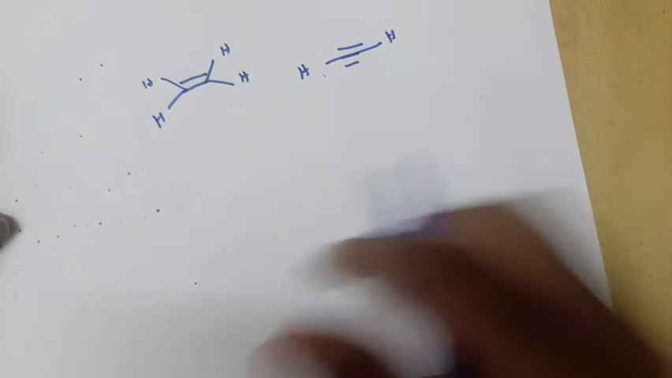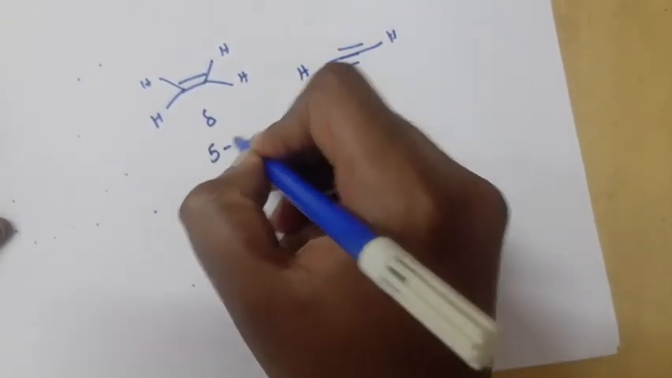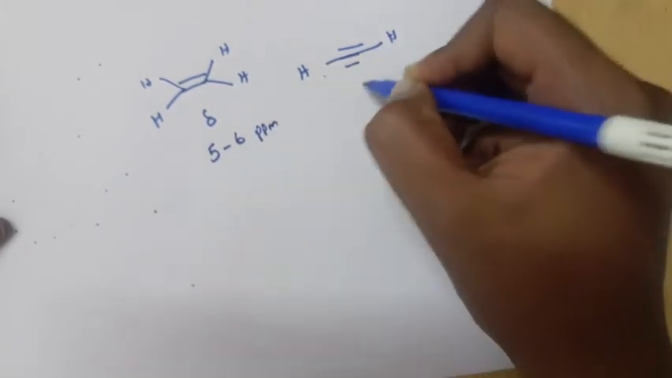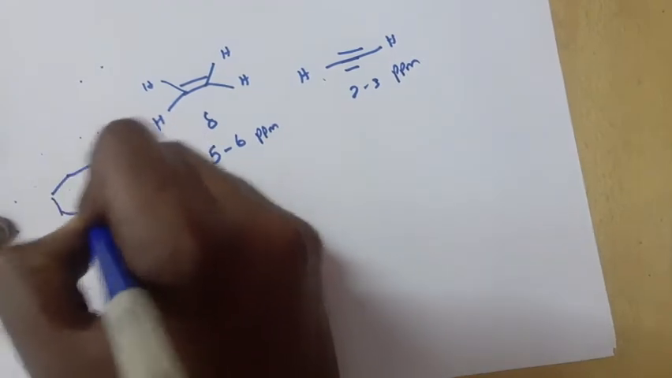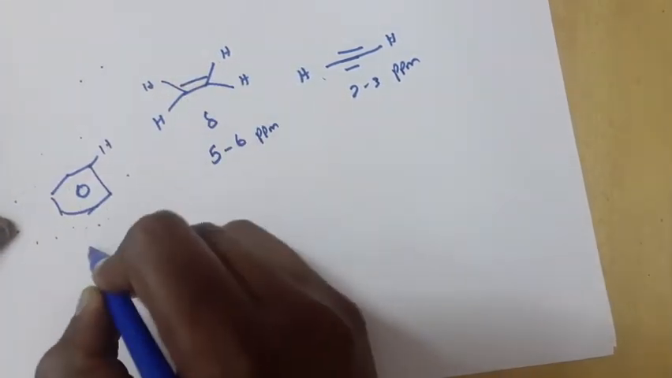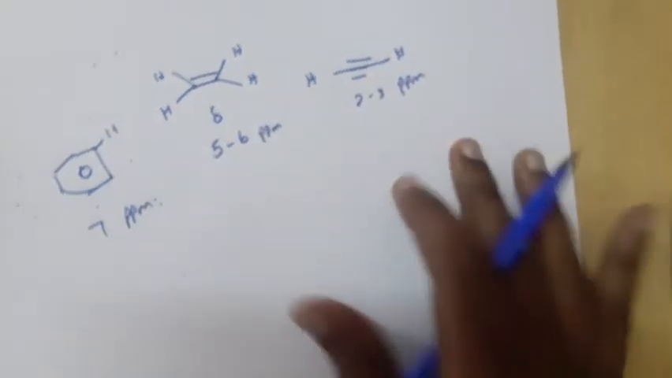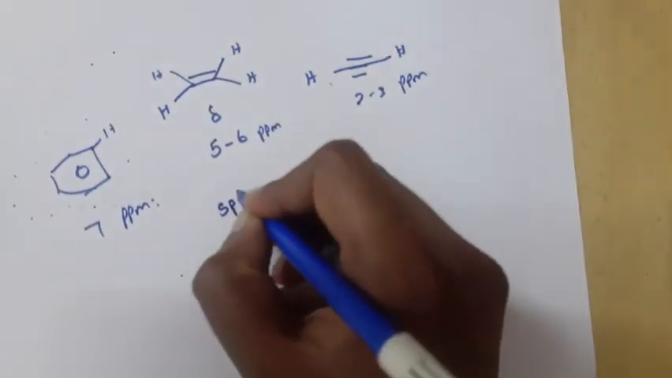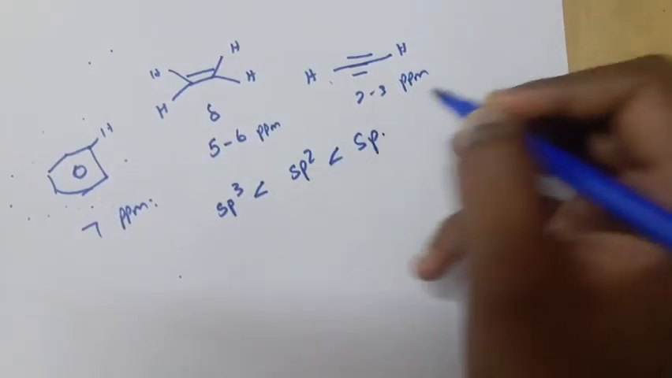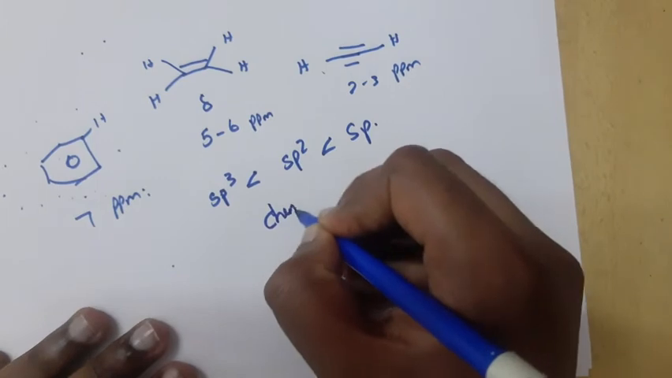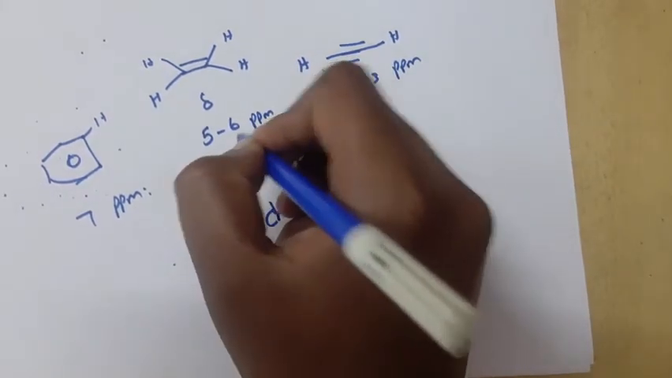And look, in NMR spectroscopy, this is going to give around 5 to 6 ppm, but this is going to give around 2 to 3 ppm, and the benzene is going to give around 7 ppm, like that. And usually in NMR the sp3 will have a lower shift, sp2 higher, and sp higher still. The chemical shifts are going to have this kind of trend.